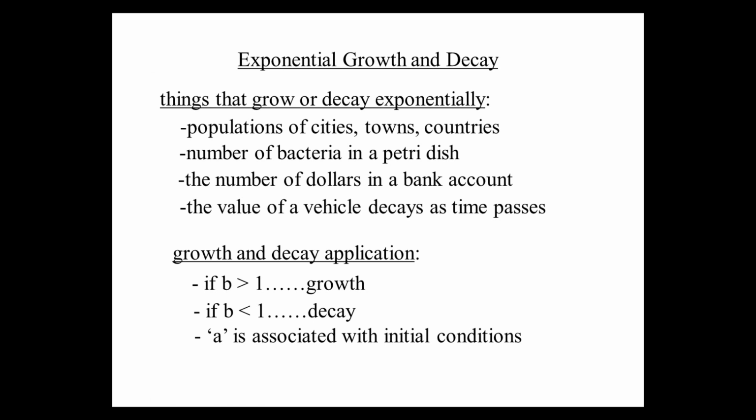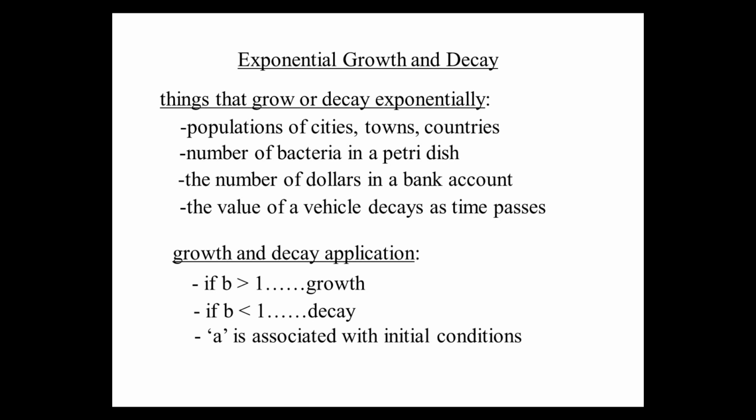Exponential growth and decay. Some things in our world grow exponentially. Populations of cities, towns, countries, populations of things. Could be the moose in Algonquin Park. They grow exponentially. The number of bacteria in a petri dish, the number of dollars in a bank account. Well, there's a good idea. And the value of a vehicle decays exponentially as time passes. It follows one of those curves. We know the curve where it looks like the plane landing on the x-axis. That would be exponential decay, as opposed to exponential growth. Looks more like the population of the Earth.